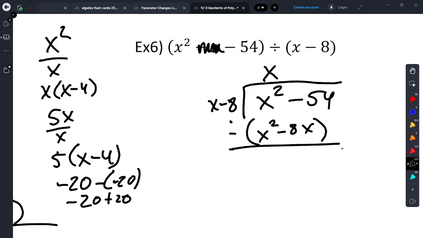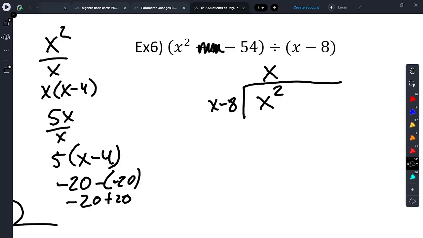Everything, you need a place value, yeah? So the question is, what's the place value? 0x. Plus 0x minus 54. You guys get it now? Is that hard? All right, now we can do it.